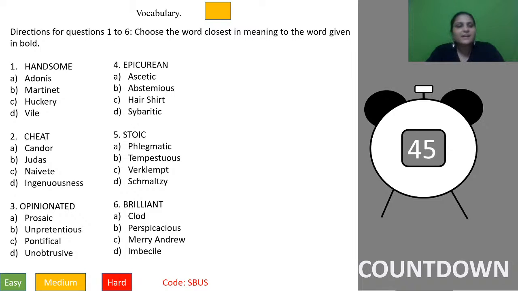All right, 45 seconds to 1 minute. Take your time, figure out a way, but don't Google.